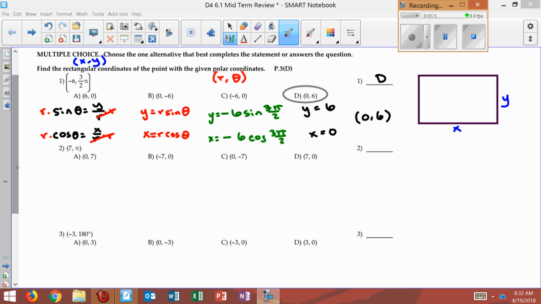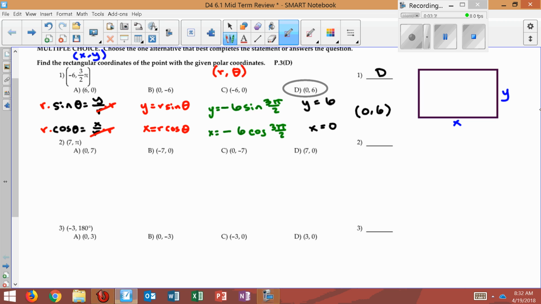And so let's do the same thing now on number 2. So number 2, we now know that x is going to be 7 cosine of pi, and y would be 7 sine of pi. So I'll go to our calculator and just type those in.